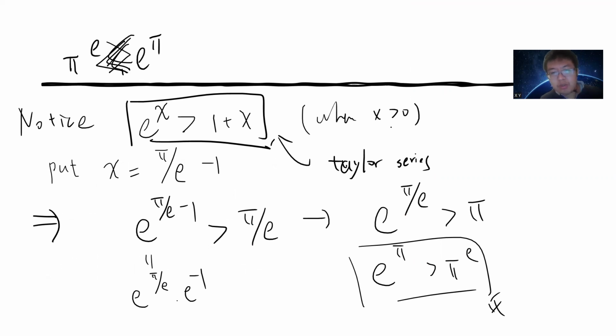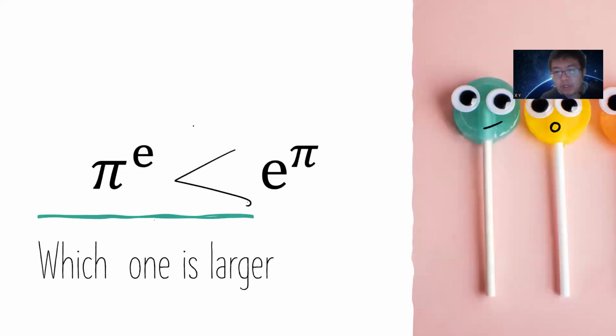The Taylor series shows x is greater than 0 and so on. Amazing. But what if you don't know this proof? What's your general strategy? Maybe one can argue the following.